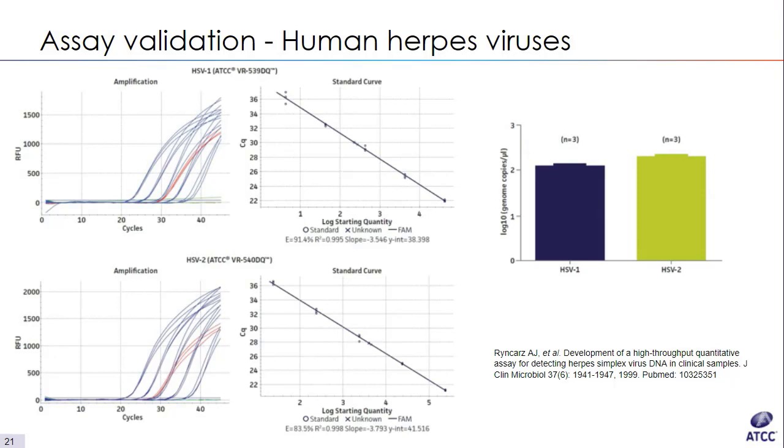We set up standard curves shown in blue for HSV1 on the upper panels and HSV2 on the lower panels. And these range from 2 times 10 to the 5 copies to 2 copies by serial 1 to 10 dilution. Viral DNA from the National Institute for Biological Standards and Control, HSV1 and HSV2 working reagents, was extracted using a commercially available kit. And these samples are shown in red on the amplification curves.